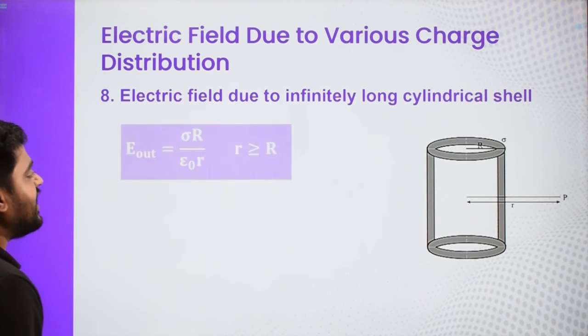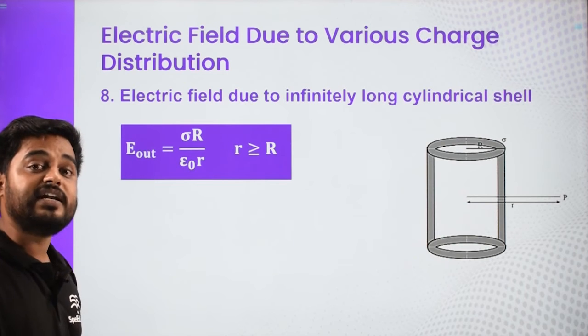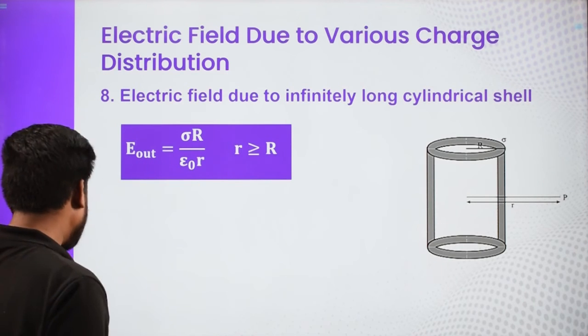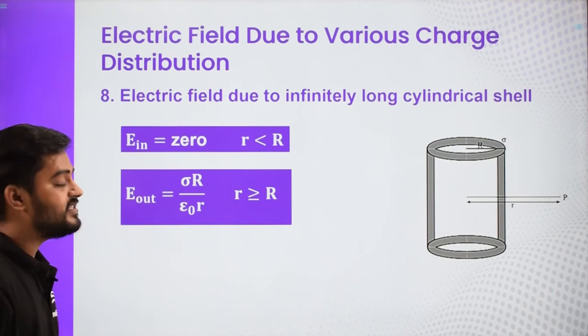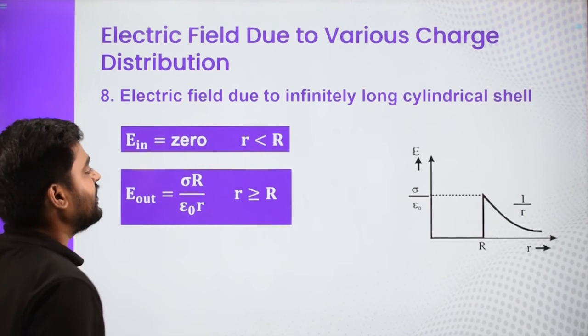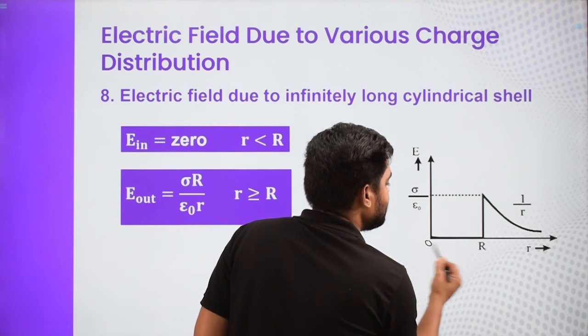So let us have a look at both the formulas. E out is sigma capital R by epsilon naught small r. Inside it is 0, outside it is this. Let us have a look at the graph. So inside it is 0, so it will be 0 from 0 to capital R.